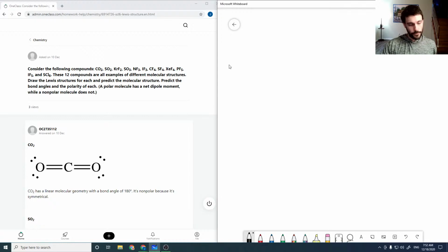Now consider the following compounds. And so with these 12 compounds, we get different structures. Draw the Lewis structures for each and predict the molecular structure, and predict the bond angles and polarity. Okay, so for CO2, we get 4 from carbon. So counting out valence, 6 times 2 equals 12 from oxygen. So 16 valence electrons.